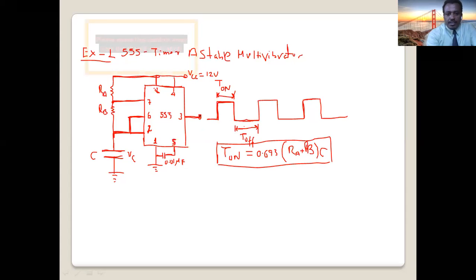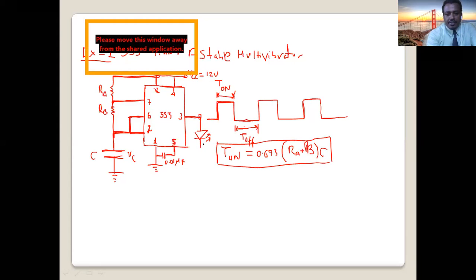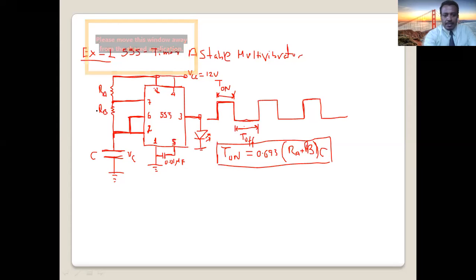Okay, so if you connect here in the output a light emitting diode, or a light in the traffic light, for example, in the traffic light in the road. So if this is green or red light, how much time it is on? T on is equal to 0.693 RA plus RB times C. What is RA? Resistor here. What's RB? Resistor here, and C is the capacitor. Now, why this RA plus RB?